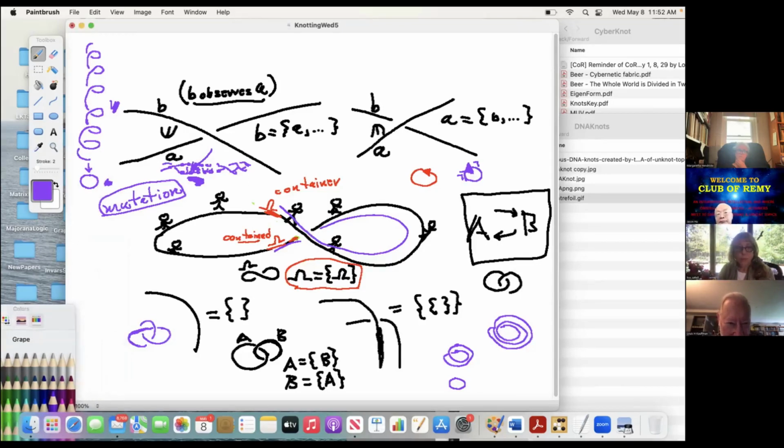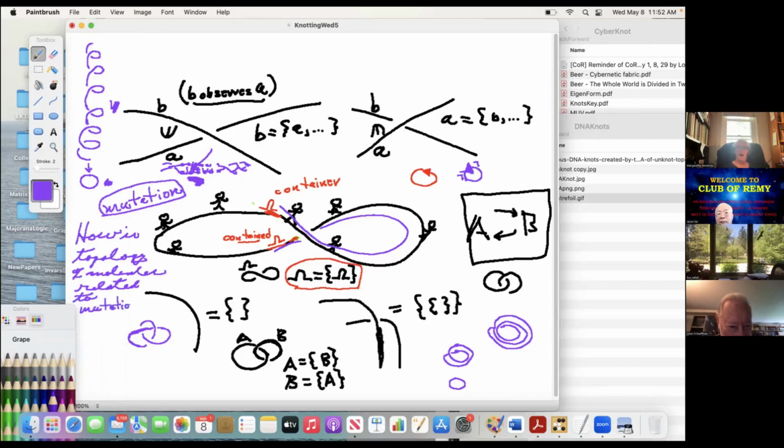You're saying, how is the topology of molecules related to mutation? Maybe reverse the question: how is mutation better understood by understanding topology? Either way, how is mutation related to topology?